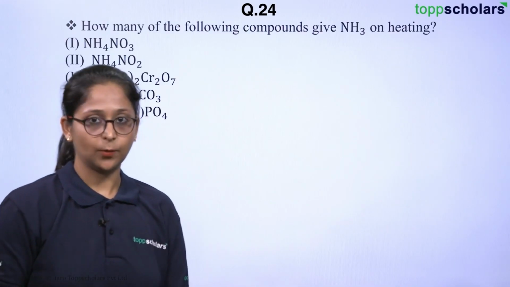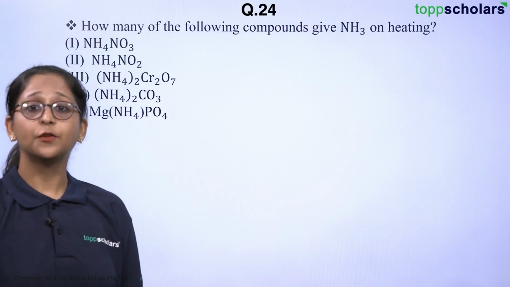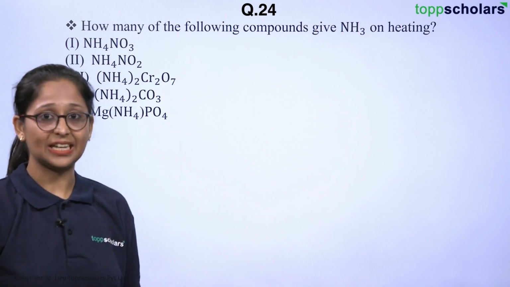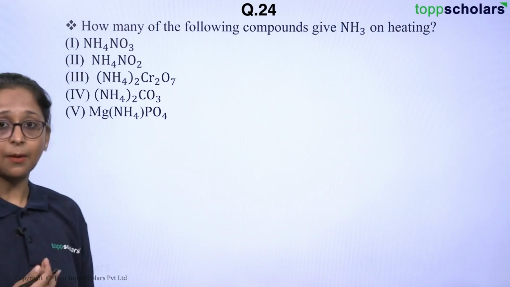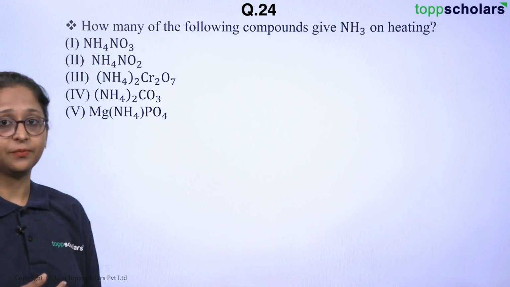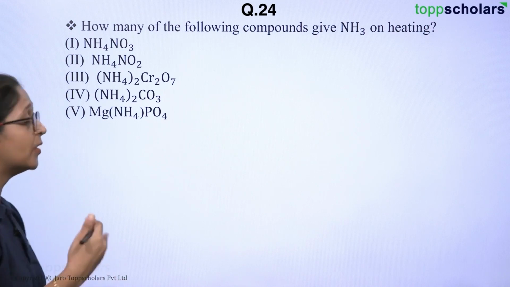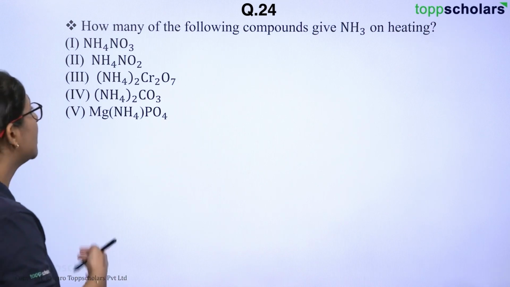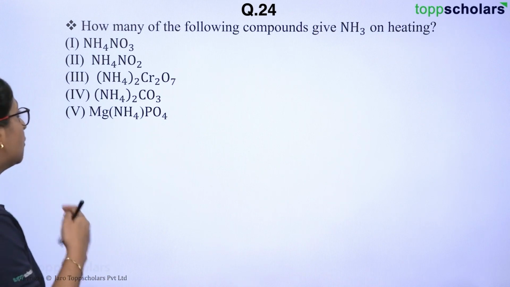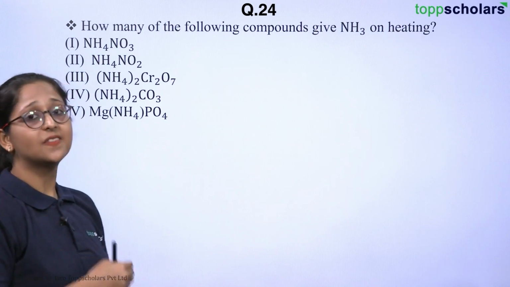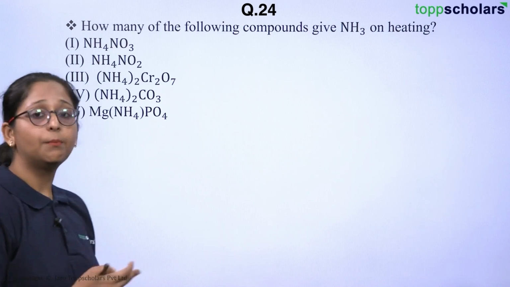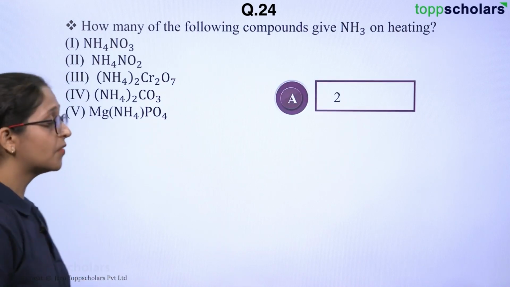So here students, the question is, how many of the following compounds are going to give us NH3 on heating? So let us look at the compounds which are provided. The first compound is NH4NO3. Then we have NH4NO2. Then we have (NH4)2Cr2O7. The fourth compound is (NH4)2CO3. And the fifth compound is MgNH4PO4. So let us look at our options.